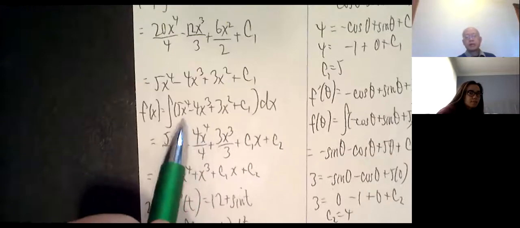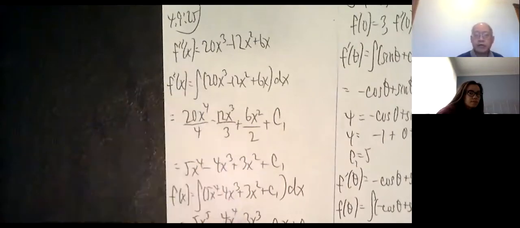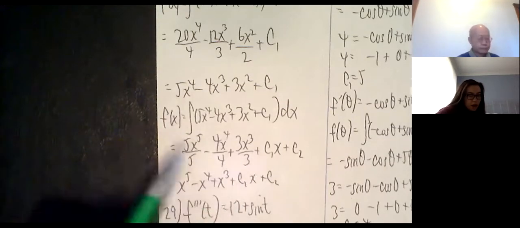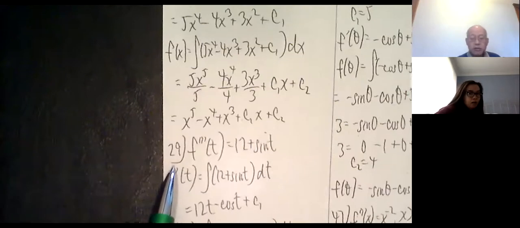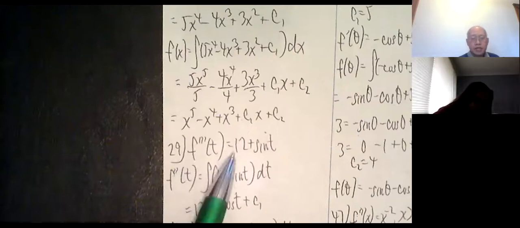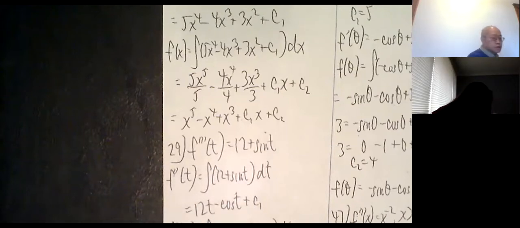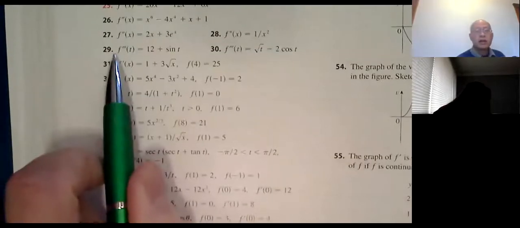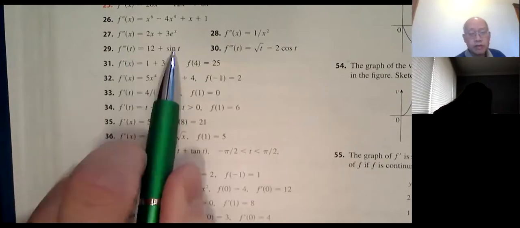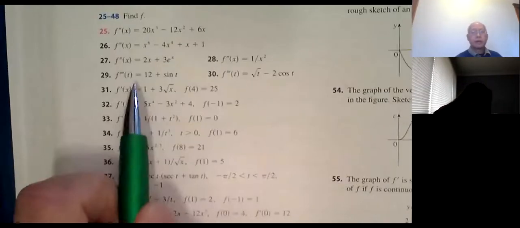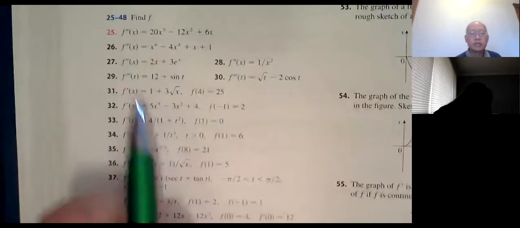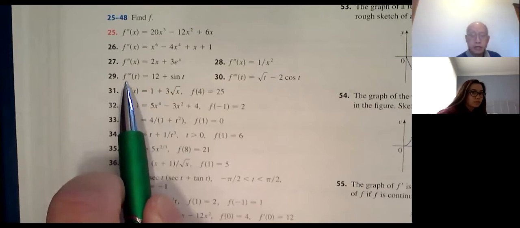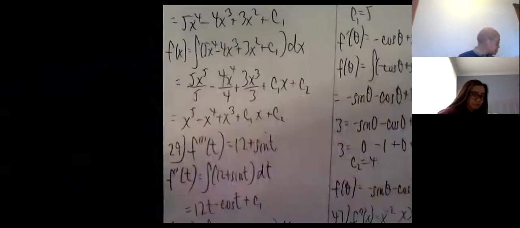Okay, so when you get to the second derivative level, and you have to go back to the original, we're going to use C1 and C2. Or you could pick C and D or something like that. Okay, here's 29. F triple prime is 12 plus sine of t. So we're starting at the triple prime level. Here's the third derivative. What was the original function? Okay. All right, so the previous one I did a C1 and C2. Can you guess what's going to happen here? C1, C2, C3. 3 levels.